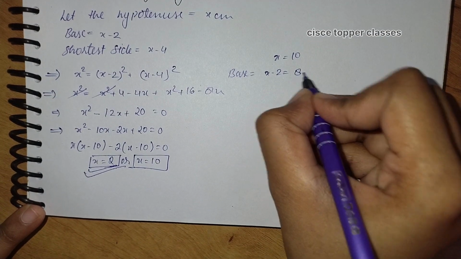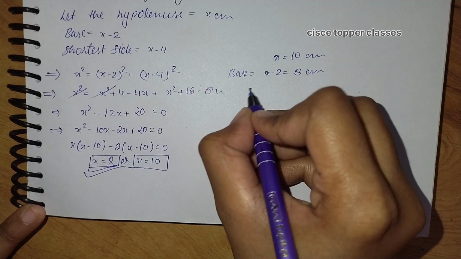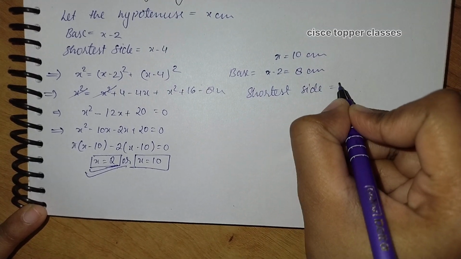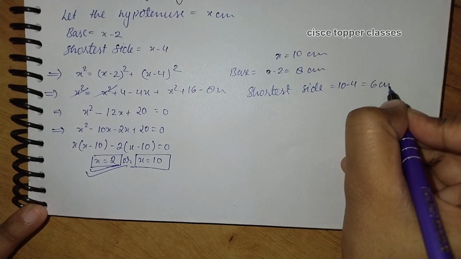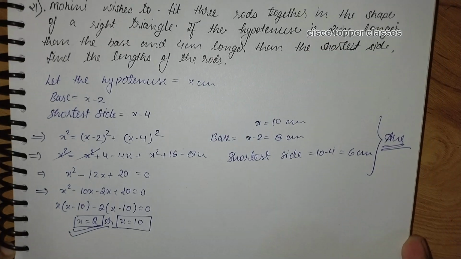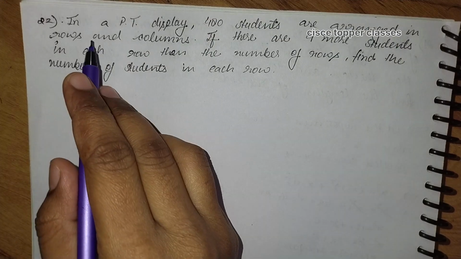Base will become 10 minus 2, that is 8 centimeter. And the shortest side, if we write from the given information, that will become x minus 4, 10 minus 4 is equal to 6 centimeter. So this is the final answer in this question, and this is the solution of question number 21. Now let us solve this question.